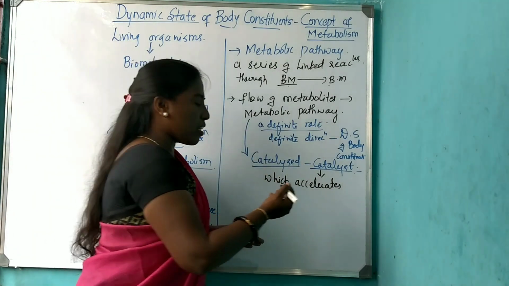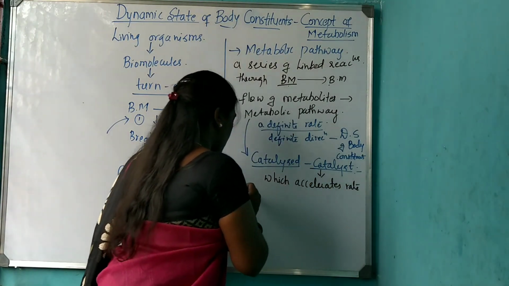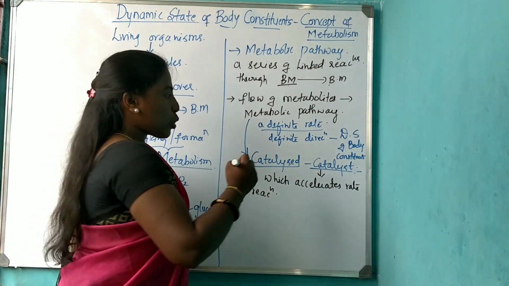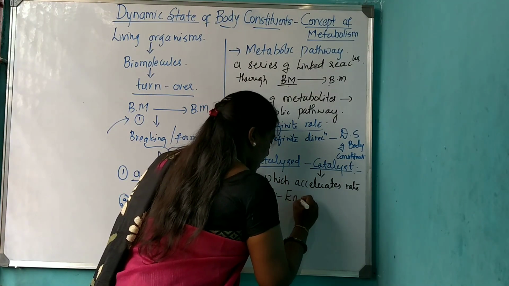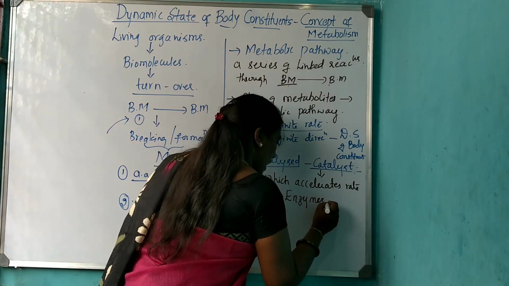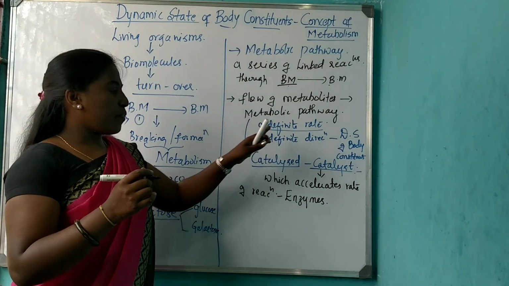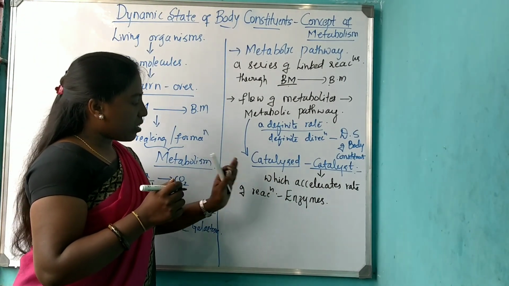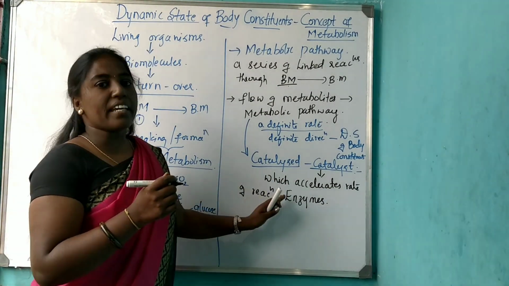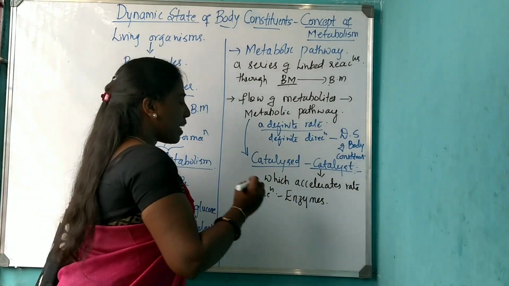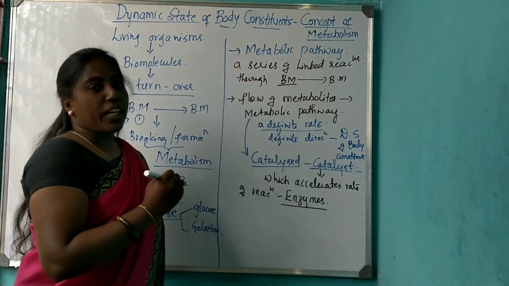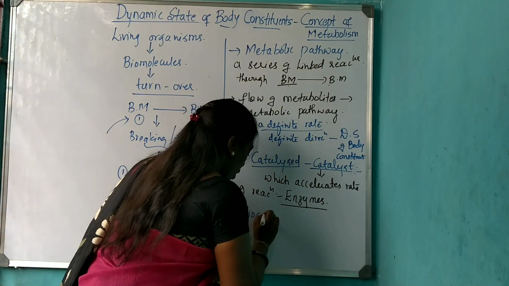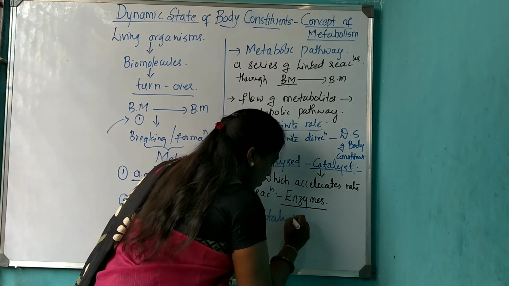Accelerates means which increases the rate of reaction is called the catalyst. One such catalyst is the enzymes. All the metabolic pathways are catalyzed by catalysts. A catalyst is nothing but that which accelerates the rate of reaction, like enzymes. Enzymes are called biocatalysts. So enzymes are called what? Biocatalyst. Why are they called biocatalysts?